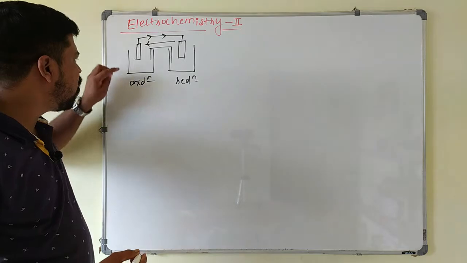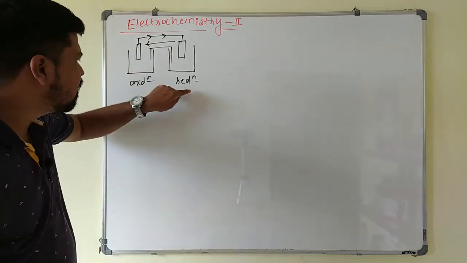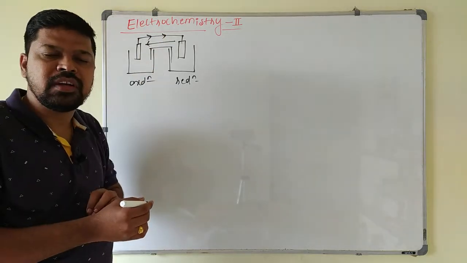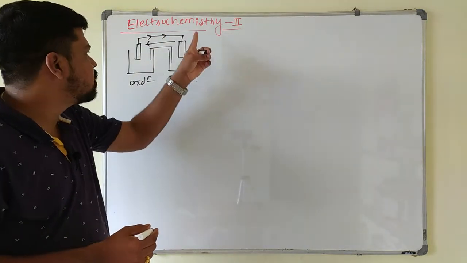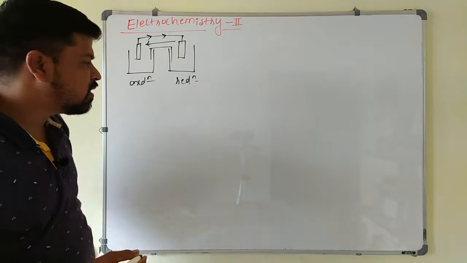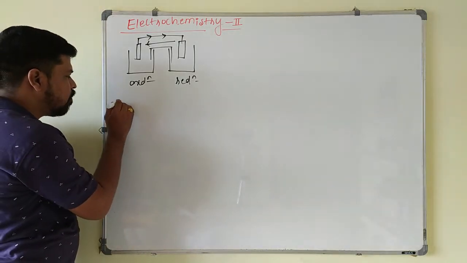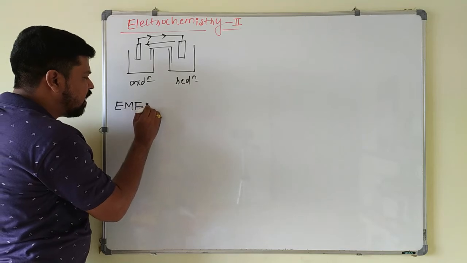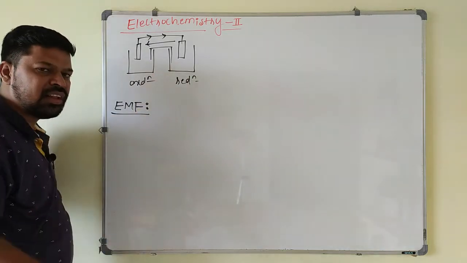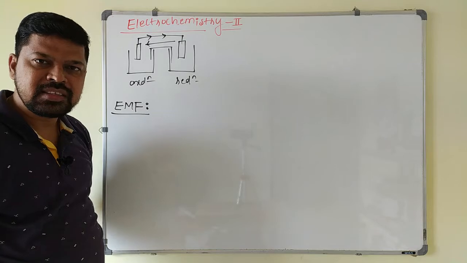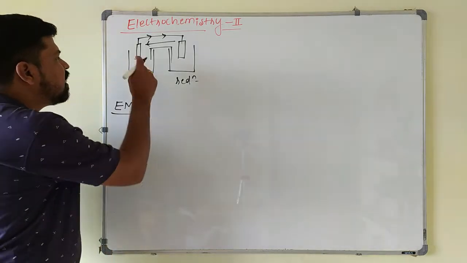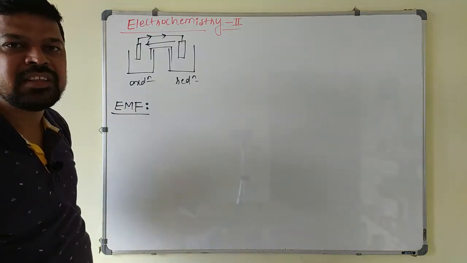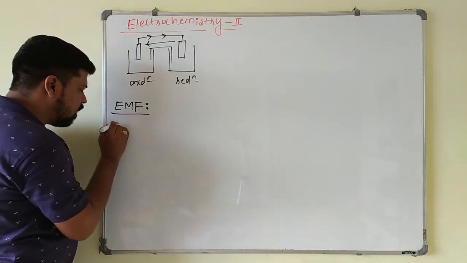As a result of the oxidation and reduction taking place in the galvanic cell, some amount of electricity is produced. The quantity of electricity that is produced in the galvanic cell is represented as the EMF of the cell. What is the EMF of the cell? The quantity of electricity that is produced in the galvanic cell is called the EMF of the cell. Now the potential difference between the two electrodes of the galvanic cell is called the cell potential.